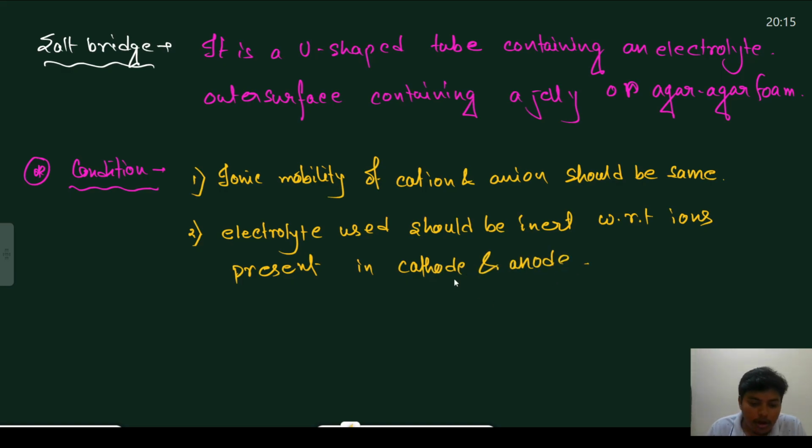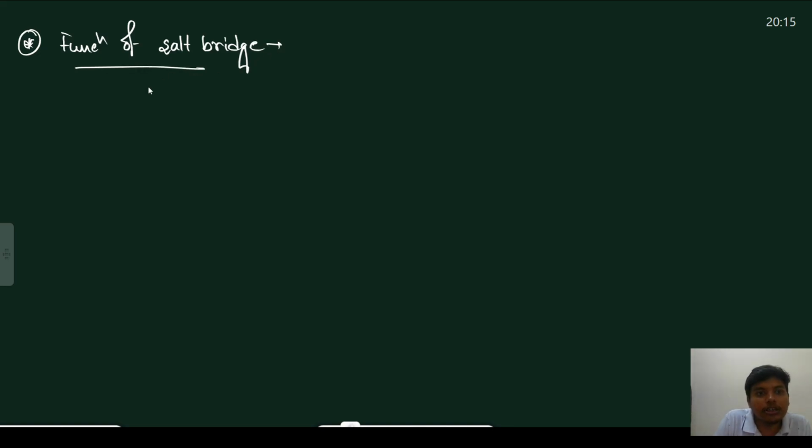So what electrolytes are we generally using? Already I told you: KCl, KNO3, NH4NO3 or (NH4)2SO4. This kind of electrolytes we generally use. Clear? Understood? Yes. Next, what is the function of salt bridge? Remember, the first function is that it completes the internal circuit.